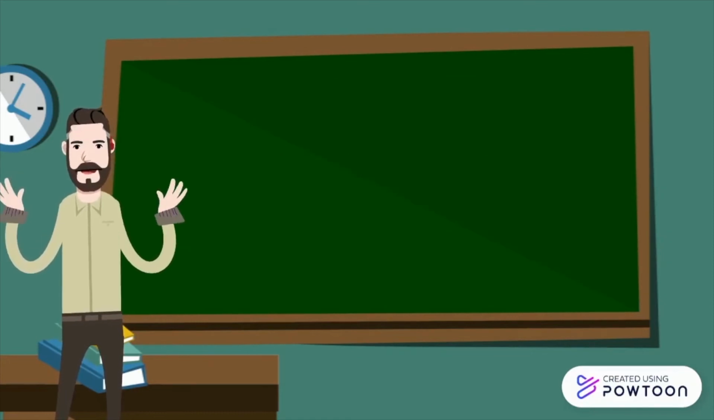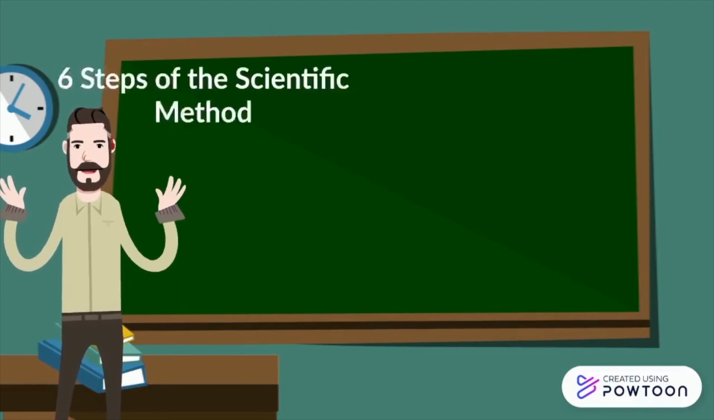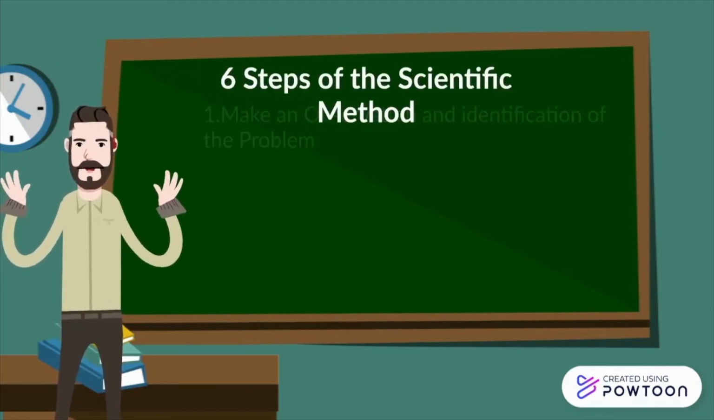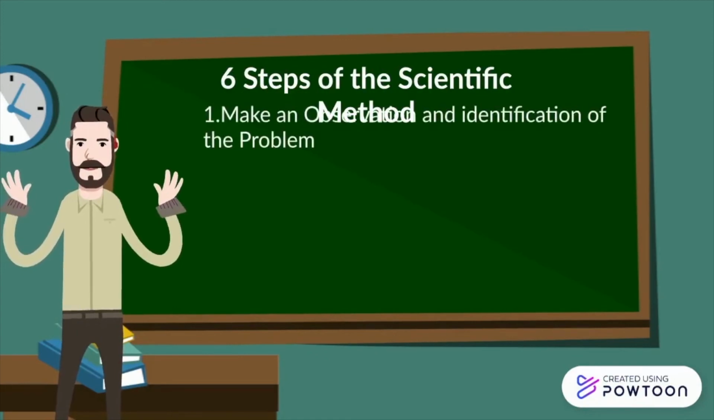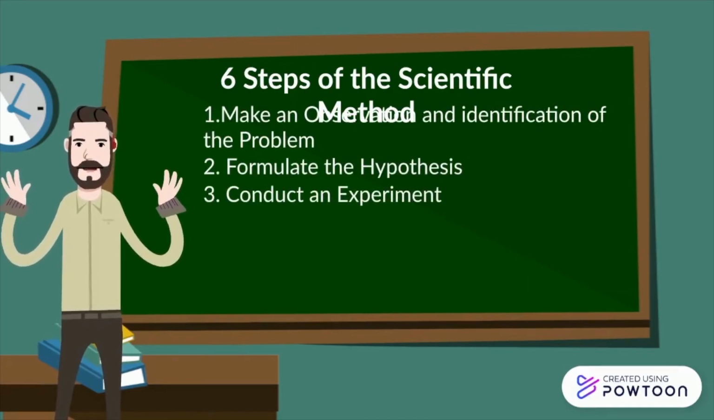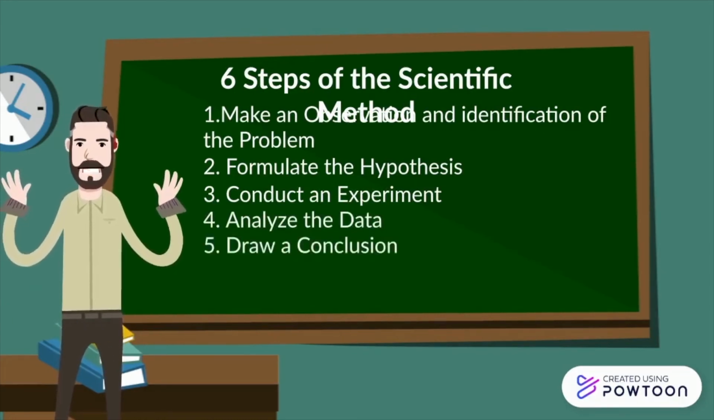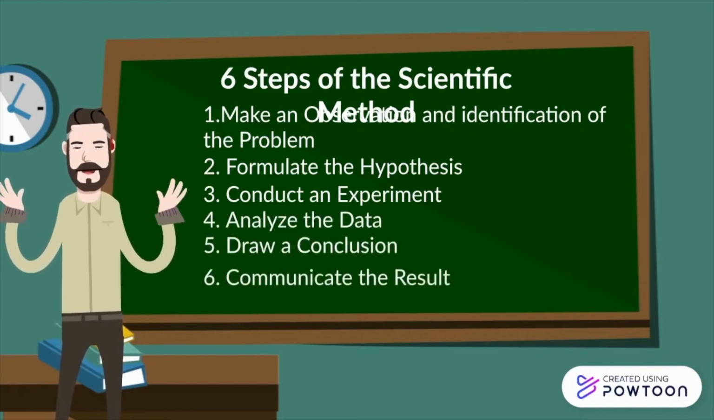And finally, those are the steps of the scientific method. Again, these are: first, make an observation and identification of the problem. Next is to formulate the hypothesis. Also, we have to conduct an experiment. Next is to analyze the data, and we have to draw the conclusion. And lastly, communicate the result.